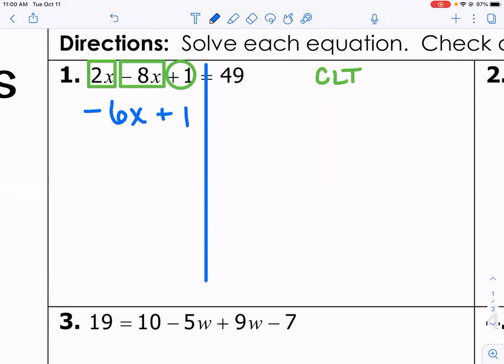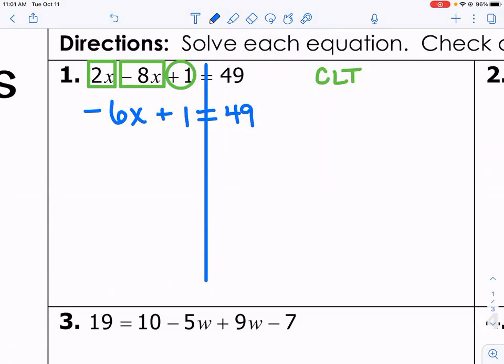Can I combine anything with the plus 1? Why can I not combine the 1 and the 49? Oh, because they're on the other side of the equal sign. That fence is blocking us. Equals 49. At this point, Jada, does that look like something that was on our quiz last week? What I have in blue?